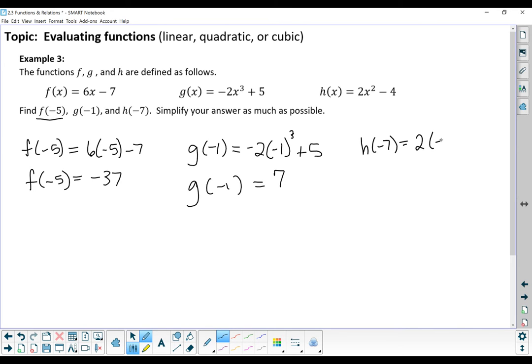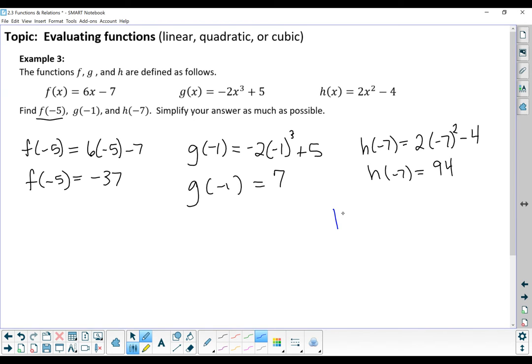And then finally, especially with quadratics, sometimes people make errors. So just be really careful subbing in your negatives. If you're raising a negative number to a power, it's pretty important to group it, especially if it's an even power. So h of -7 is 94.